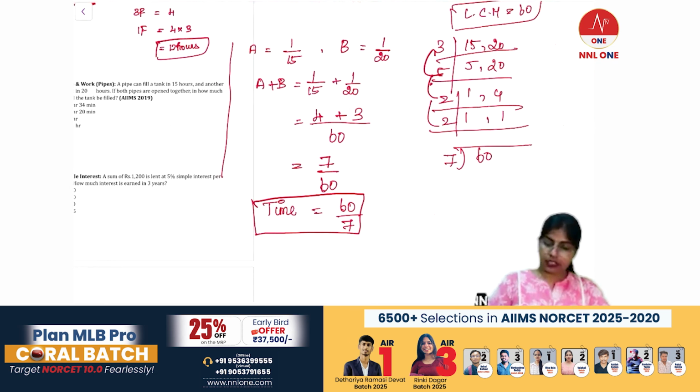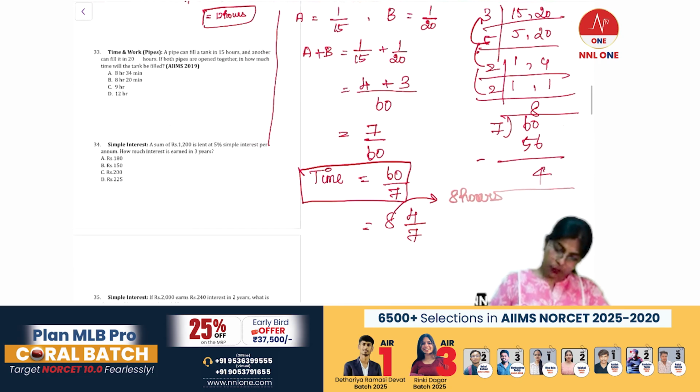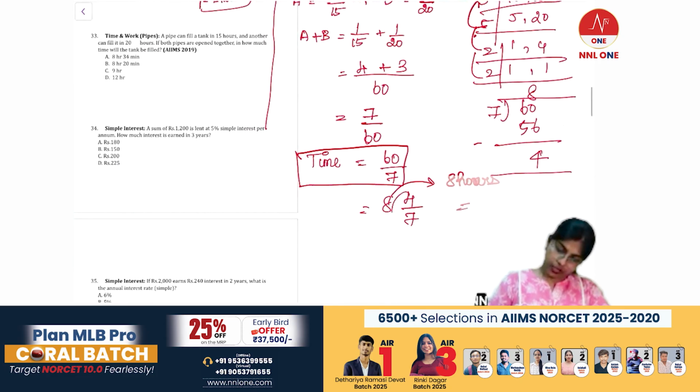7 into 7, 7; 7, 5, 35; 7, 6, 42; 7, 7 is 49; 7, 8 is 56; 7, 9 is 63. So we are going to 7, 8, 56. Remainder 4. So in a mixed fraction, we can write it as 8 and 4 by 7. We know 8 is 8 hours. In order to simplify this mixed fraction into minutes, we are going to multiply it by 60, since 1 hour is equal to 60 minutes.